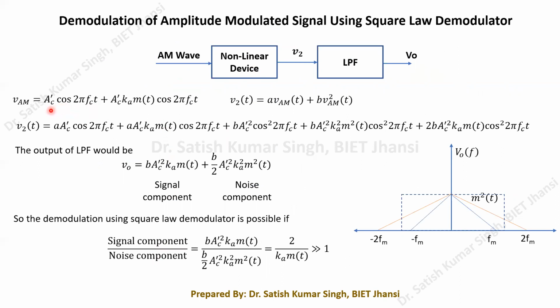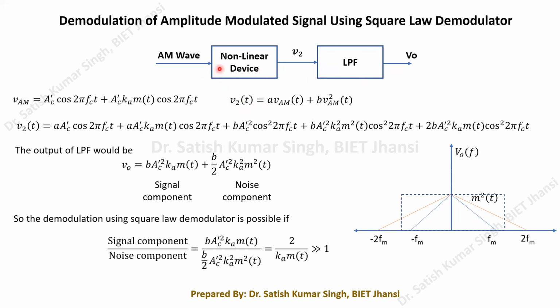So our V_AM expression was Ac dash cos 2 pi fc t plus Ac dash ka m(t) cos 2 pi fc t. This expression will be radiated and then received by the receiver antenna, and now it has to go through the demodulation process. So how can this be demodulated using the square law demodulator? Again, we are going to have a nonlinear device of the same characteristics, like v2(t), which is a v_AM(t) plus b v_AM square t. It is of the same nature, the same nonlinear device we can use.